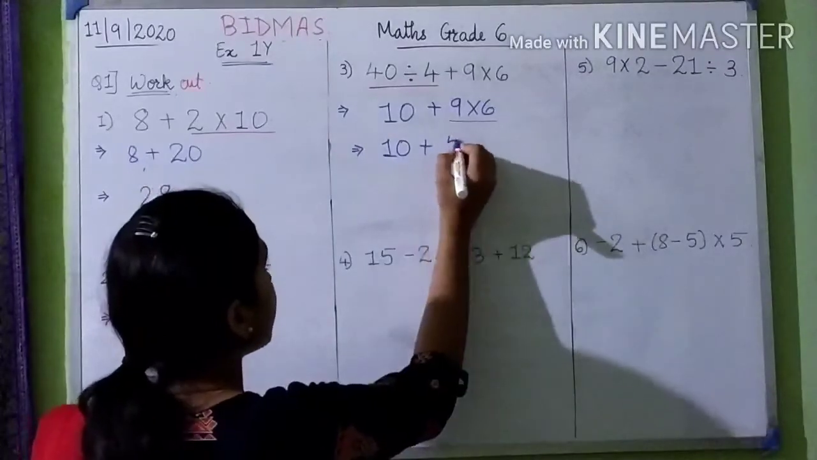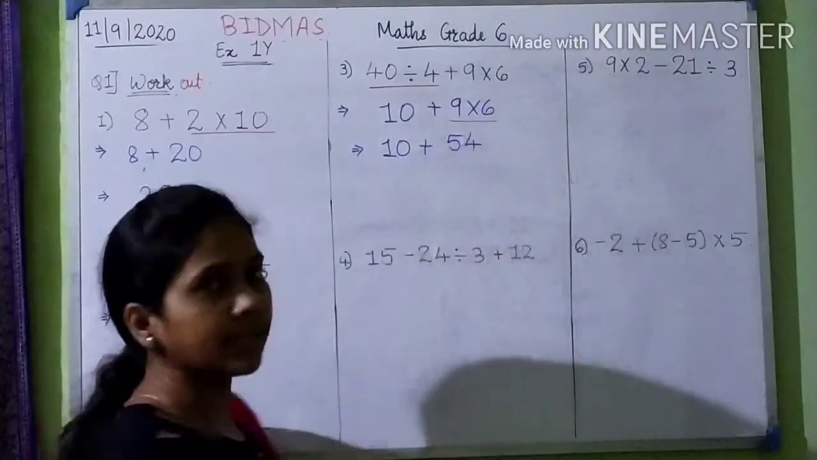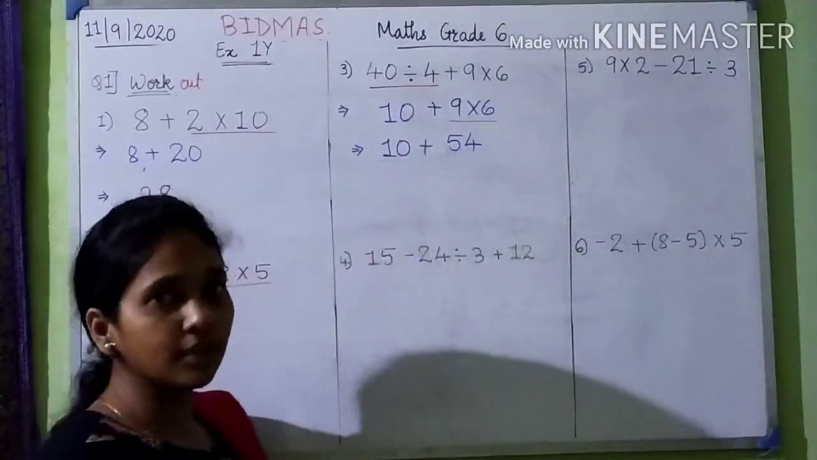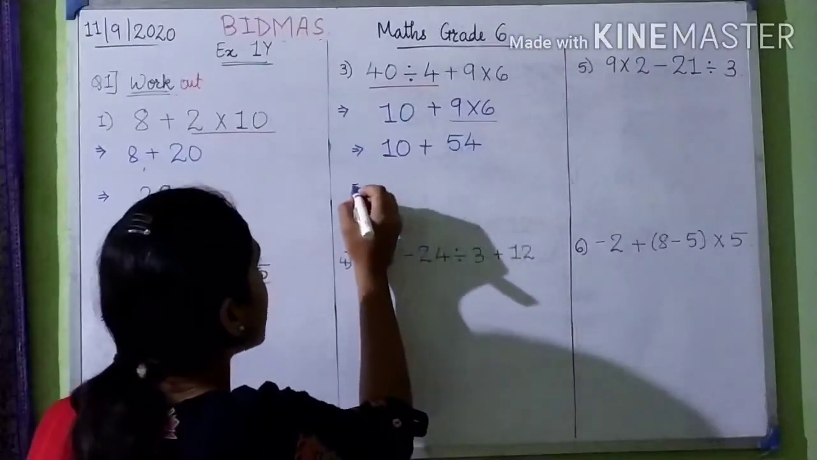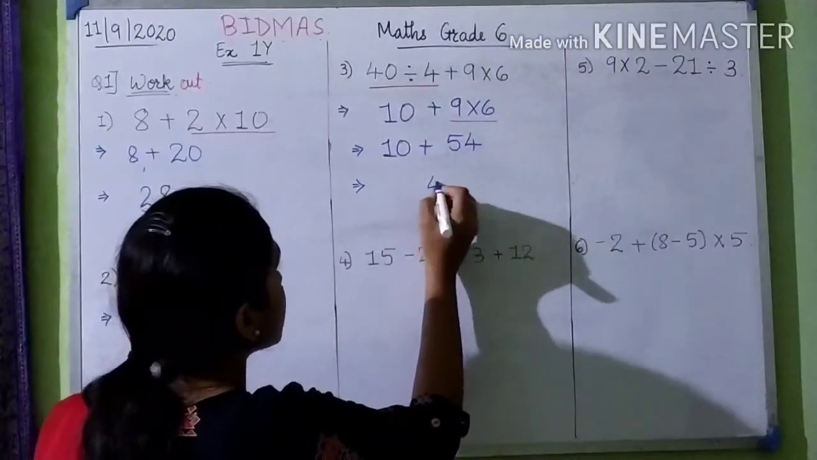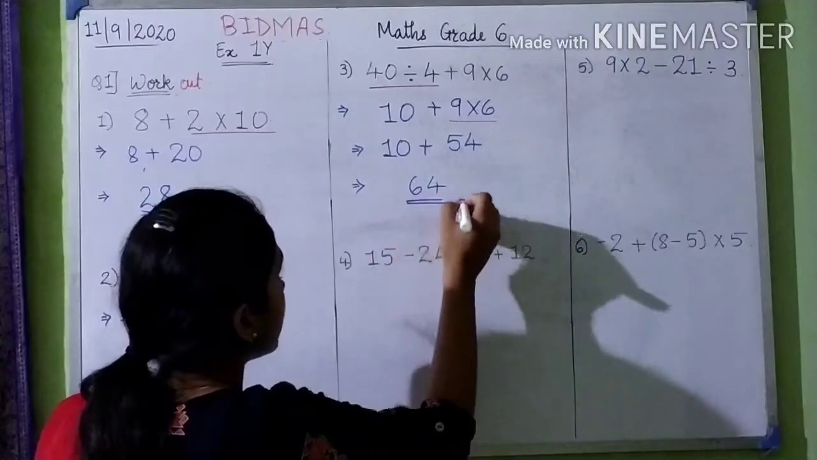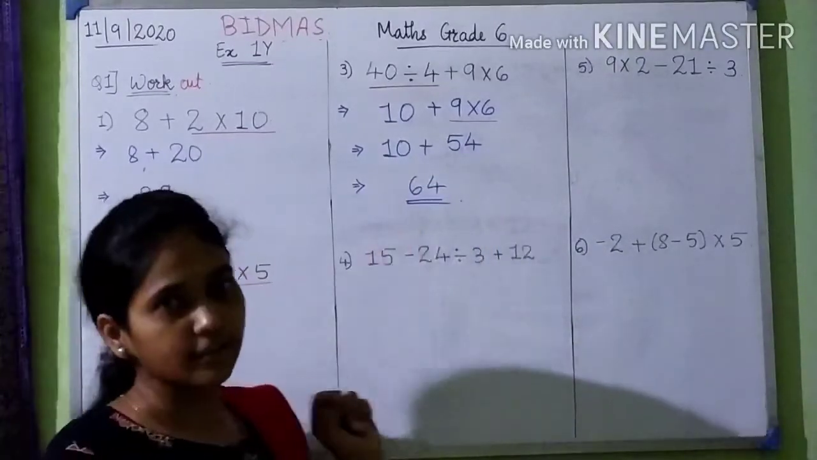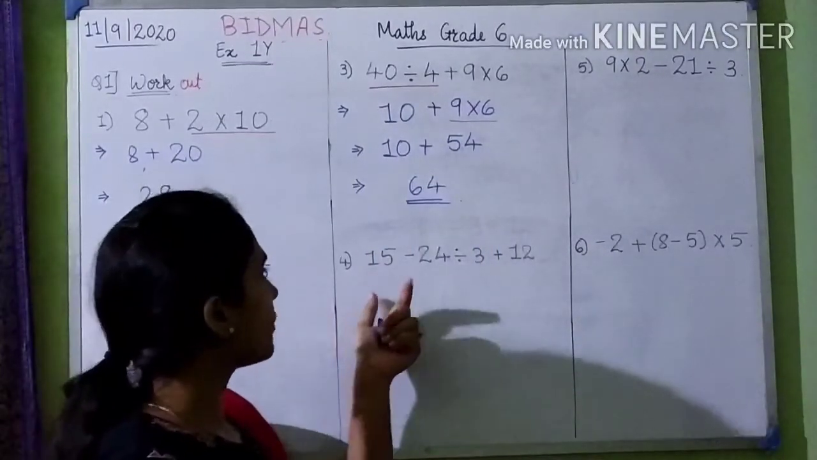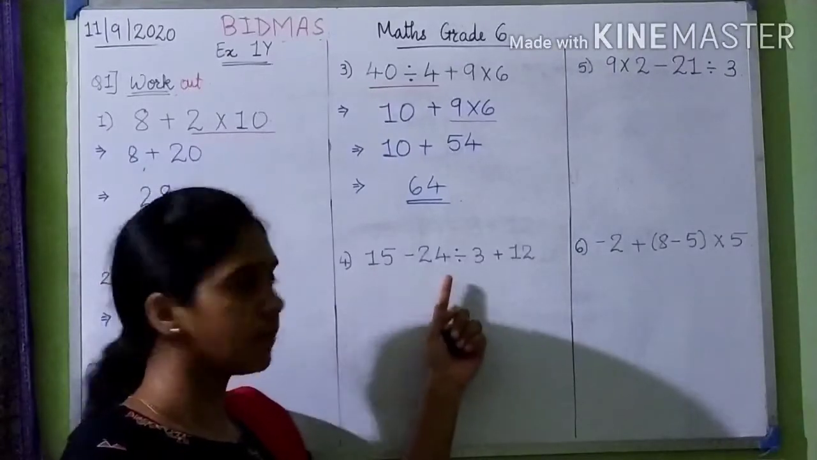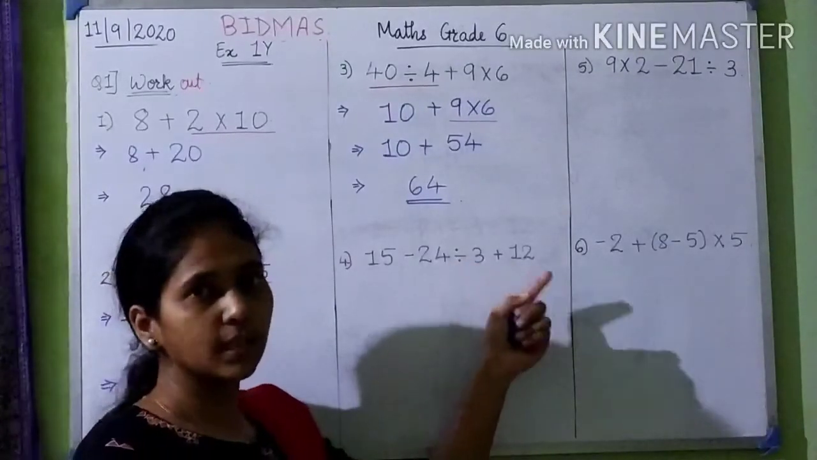Okay, so 10 plus 54 I get. Now there is only one operation, of addition. So what is 10 plus 54? 64. Right? So this is the simplified answer. Okay. Now the fourth one. The fourth one is 15 minus 24 divided by 3 plus 12.